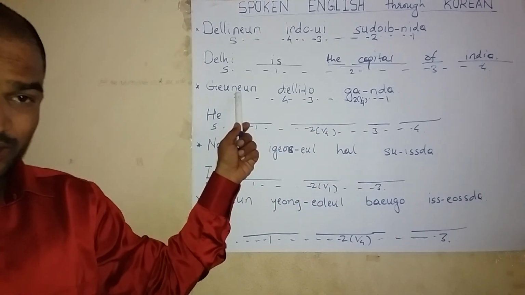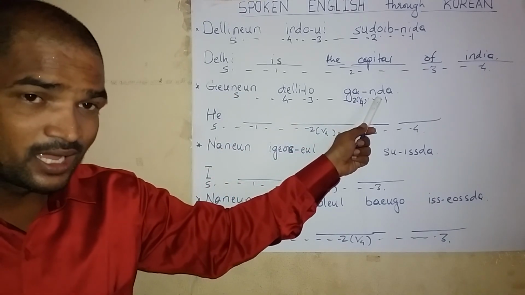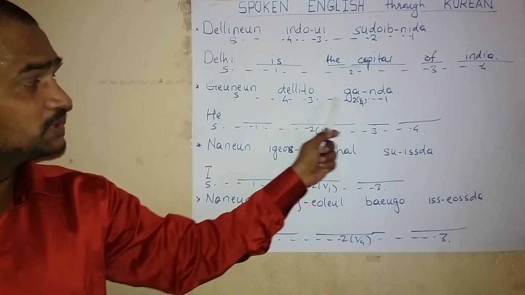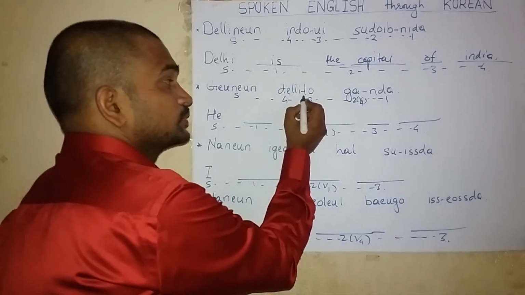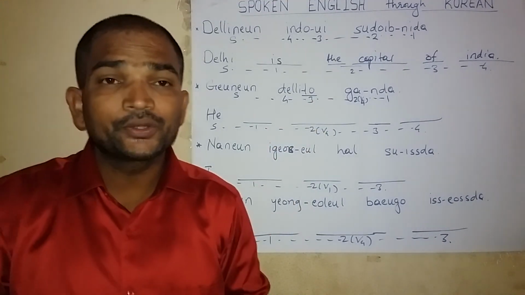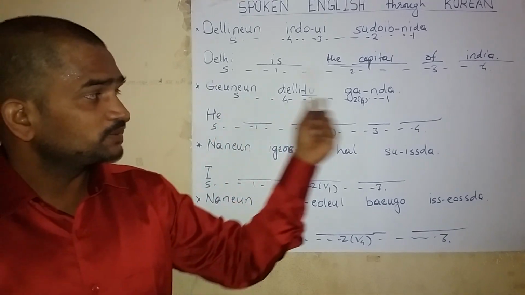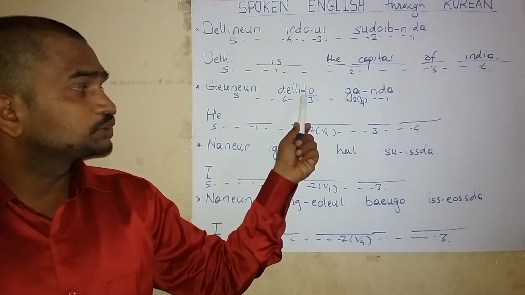The word for Gyunyon is "he". The word for da is "is". The word for ga is "going". The word for lo is "to". The word for Delhi is Delhi. He is going to Delhi. Say after me: He is going to Delhi.